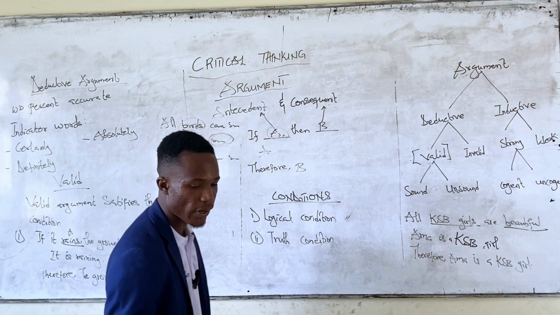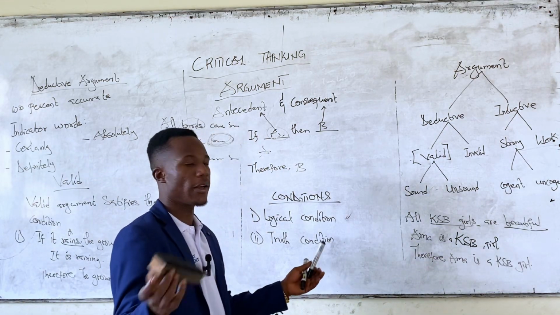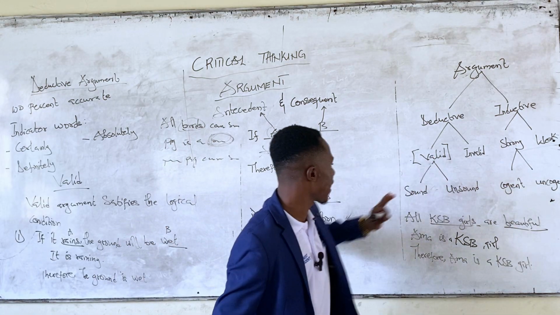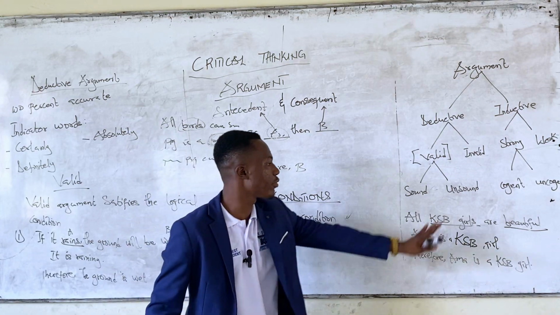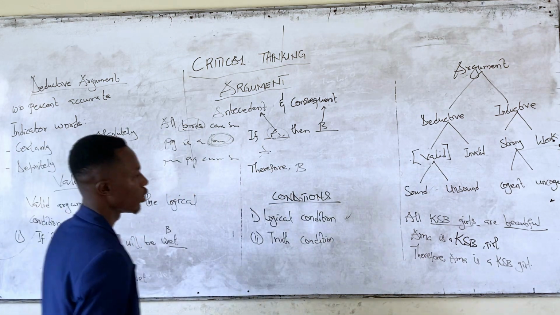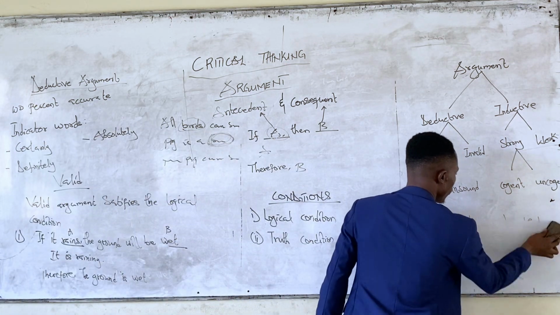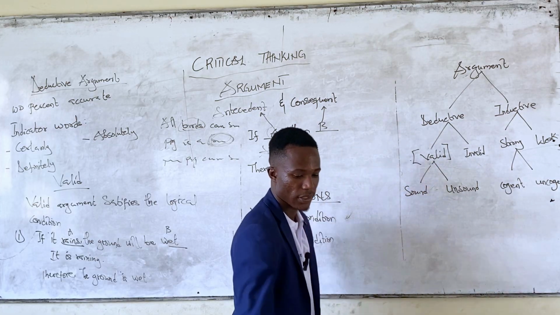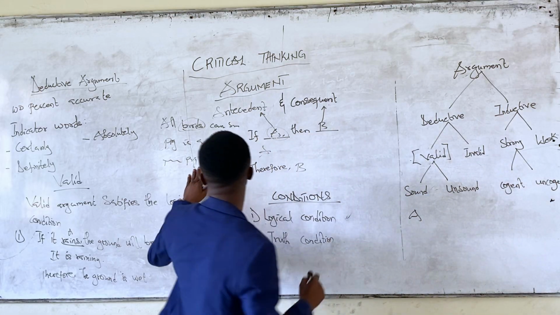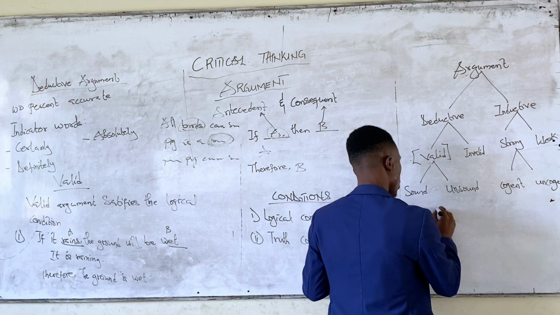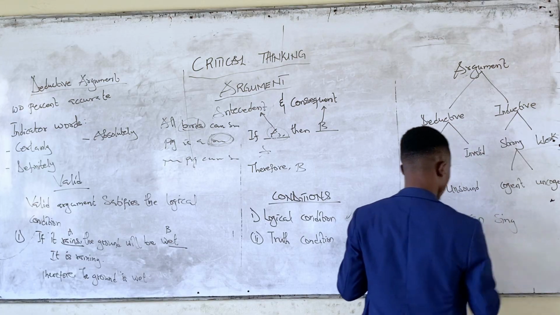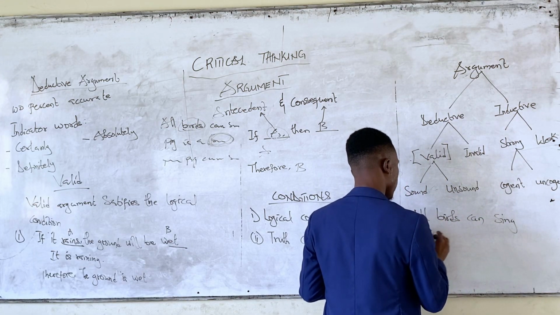Now let's look at another one and look at this very well, whether it is sound or unsound, right? We are saying for a sound argument, it must be valid, and the premises and everything of the argument must be true. Okay. So let me clean this one. So look at this example. Let me write it well. All birds can sing. Pig is a bird.